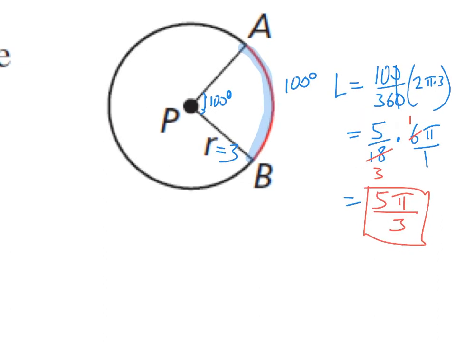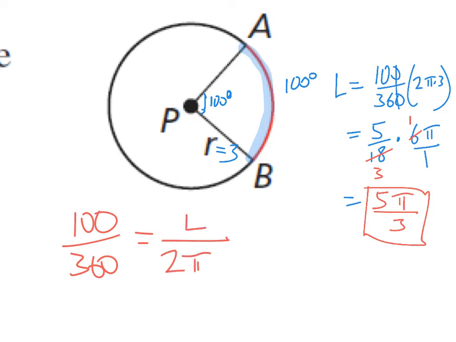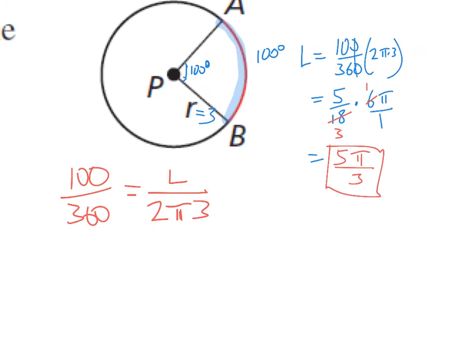Another way we can do this is like this. We can use proportions. This is 100 out of 360. That's the proportion we have. Okay, that is the ratio. We have 100 compared to 360 is the same as the arc length compared to the circumference, 2 pi r. Okay, so this is partial circle, full circle. This is partial length, full length. So we can do this as a proportion also. And with a proportion, we cross multiply. This is 100 times 6 pi, because that's 6 pi on the bottom. 600 pi equals 360 times the arc length.